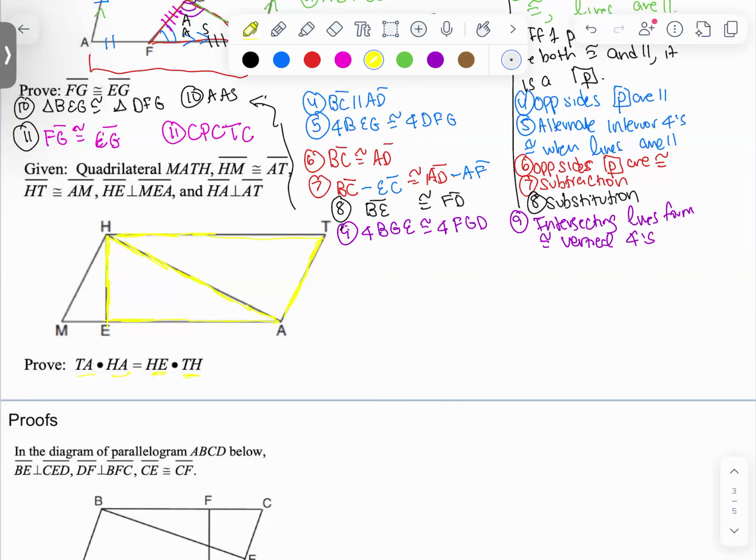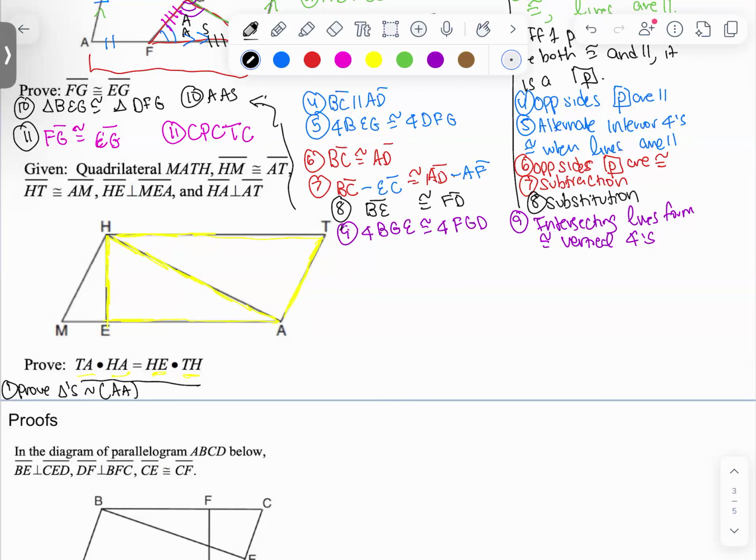From the proof statement, I see that we're proving a product. There's multiplication in the proof statement. So since we're proving a product, products come from proportions and proportions come from similar triangles. So this is going to be a similar triangle proof, and it's going to be 3 steps. The steps are going to be 1, prove the triangles similar. And anytime you're doing a 2-column proof with similar triangles, it's always going to be by AA.